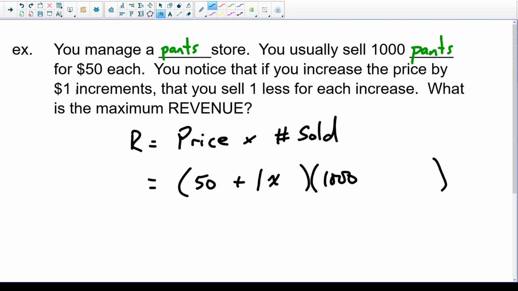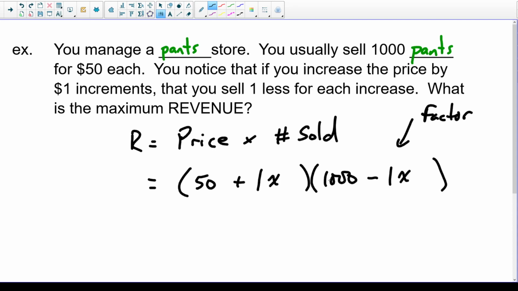Every time I increase the price by $1 increments, I sell one less. So I'm losing one sale. So my 1,000 goes down by 1. And again, that's each time I increase the price by 1. So I have to put an x beside that one as well. Well, this is also a factored equation. Now we're lucky with these two examples that the equations are factored right off the bat. That won't always be the case, and we'll see some examples of that soon. But for the revenue question and for the maximum area question, these equations are already factored.